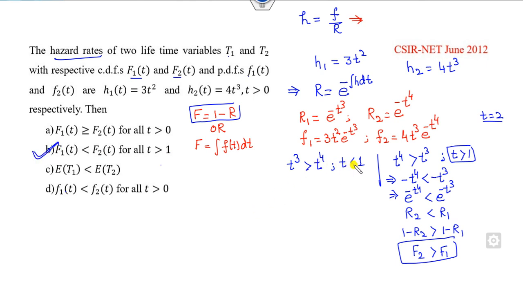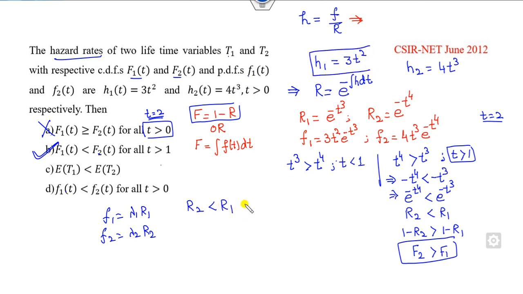While for this case, when t lies between 0 and 1, clearly this result does not hold because it is greater than 1. So if I consider t is equal to 2, it means this relation holds. This cancels out. Similarly, we all know how you can define F1. F1 is lambda 1 R1, F2 is lambda 2 R2. Fine, and we see R2 is less than R1.